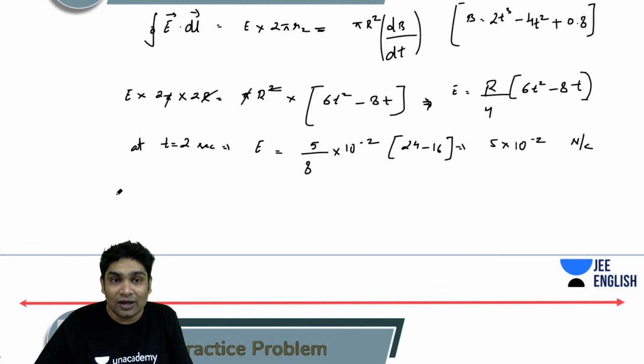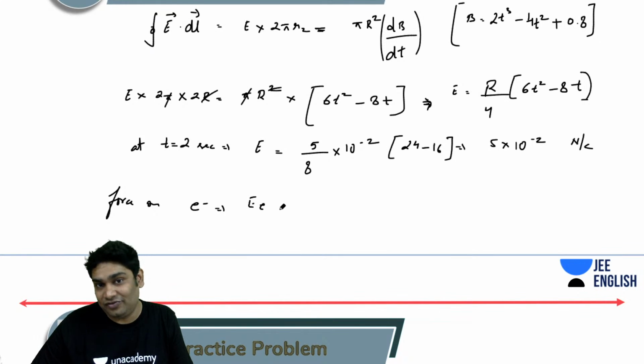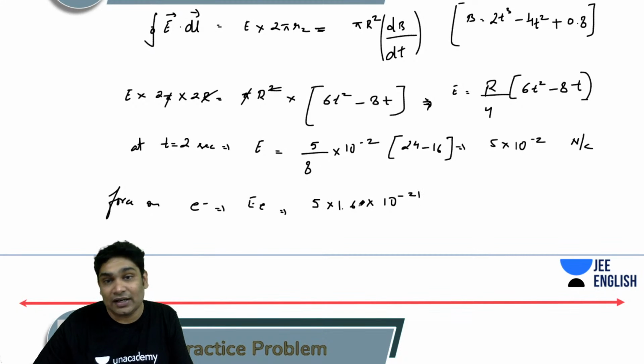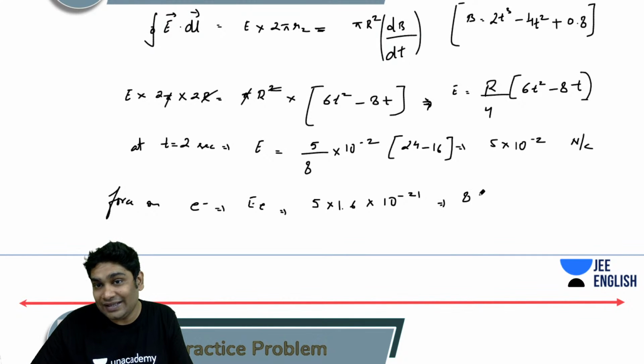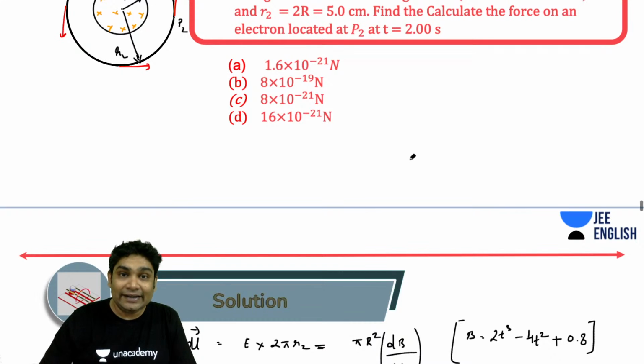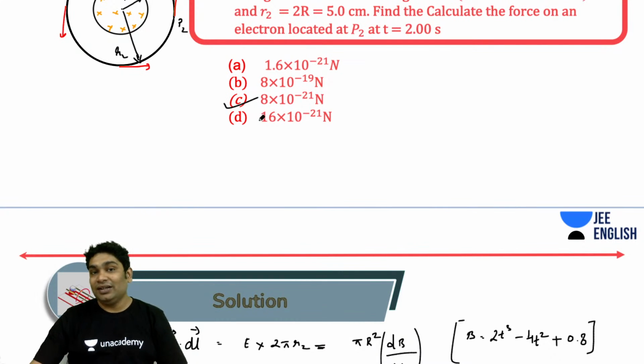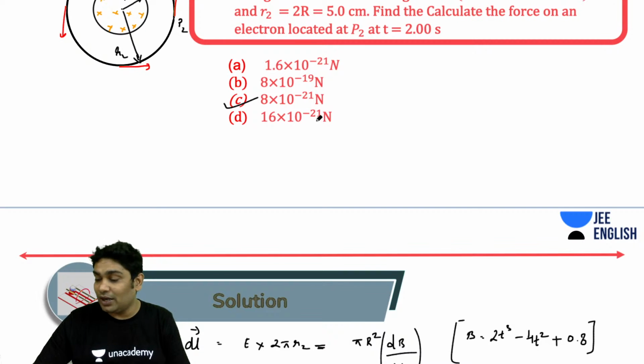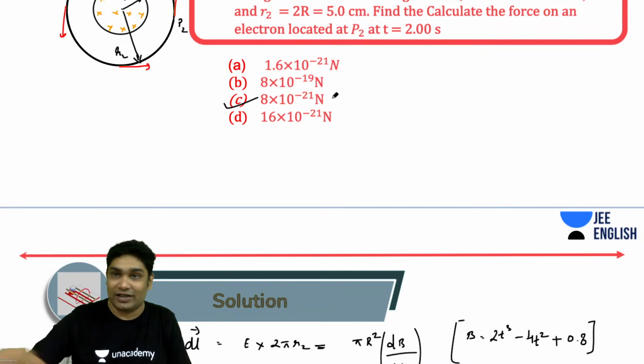So now, force on electron. What is the force on the electron going to be? Force on electron would be nothing but E times the charge of it. That is 5 into 1.6 into 10 to the power minus 21, so this is 8 into 10 to the power of minus 21 Newton. That would have been your answer. Let's see if we have that in our options somewhere. Yes, here we go, 8 into 10 to the power minus 21 Newton. So this is going to be my answer. I hope everybody followed this. This is how you will solve these questions.